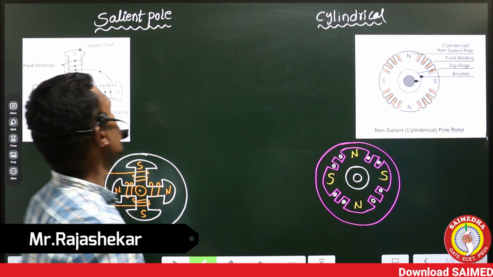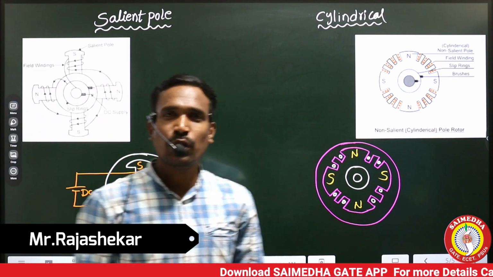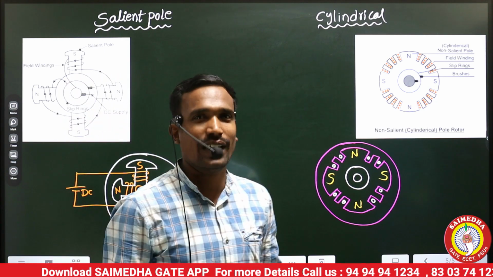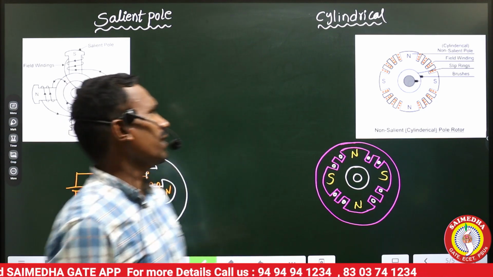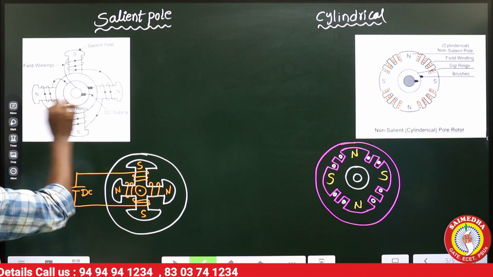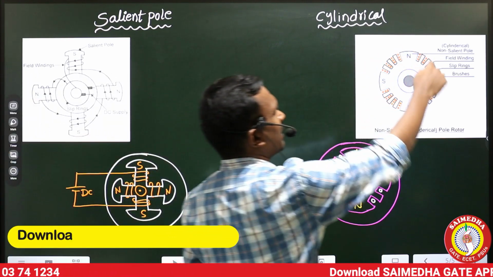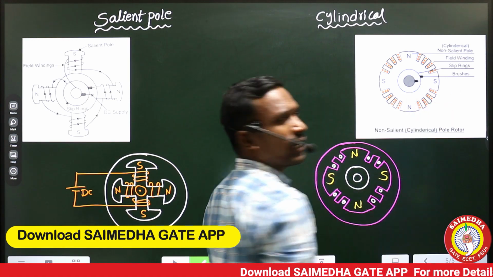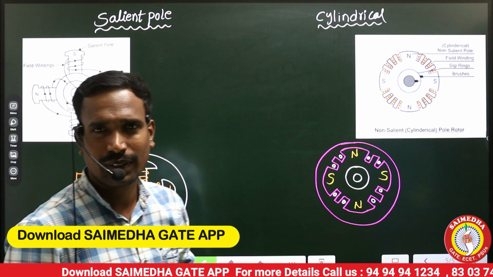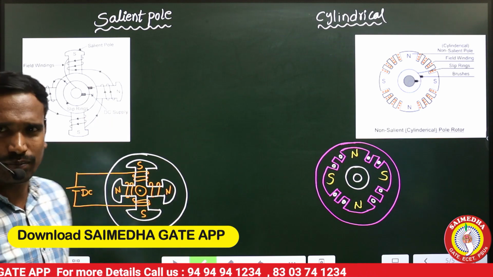Hi guys, in this video we are going to discuss the differences between salient pole and smooth cylindrical or non-salient pole synchronous rotors. You know already very well, this is a salient pole structure. See, these are the poles which are projecting outside like this. And this is a smooth cylindrical structure, where there is no saliency because there are no salient poles here, right? So what are the differences between them?